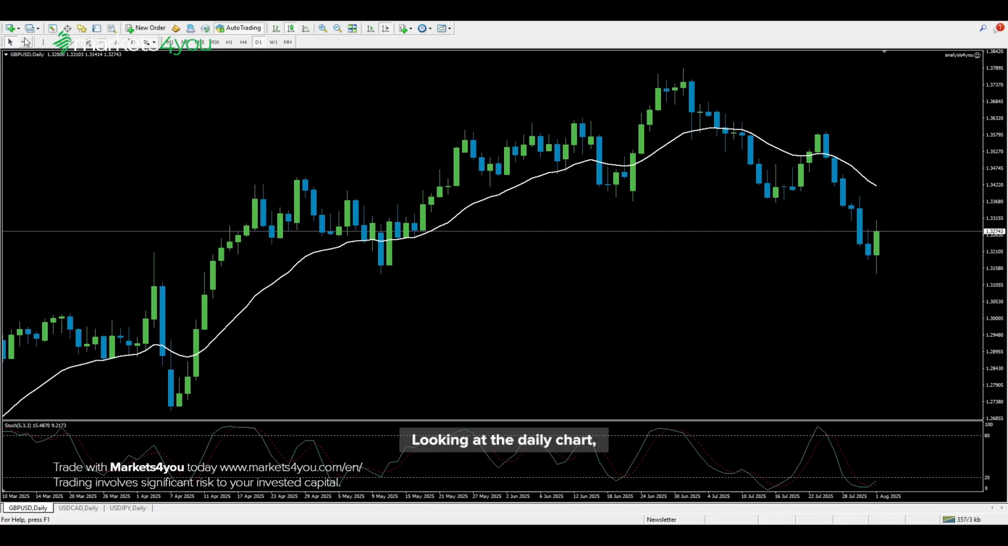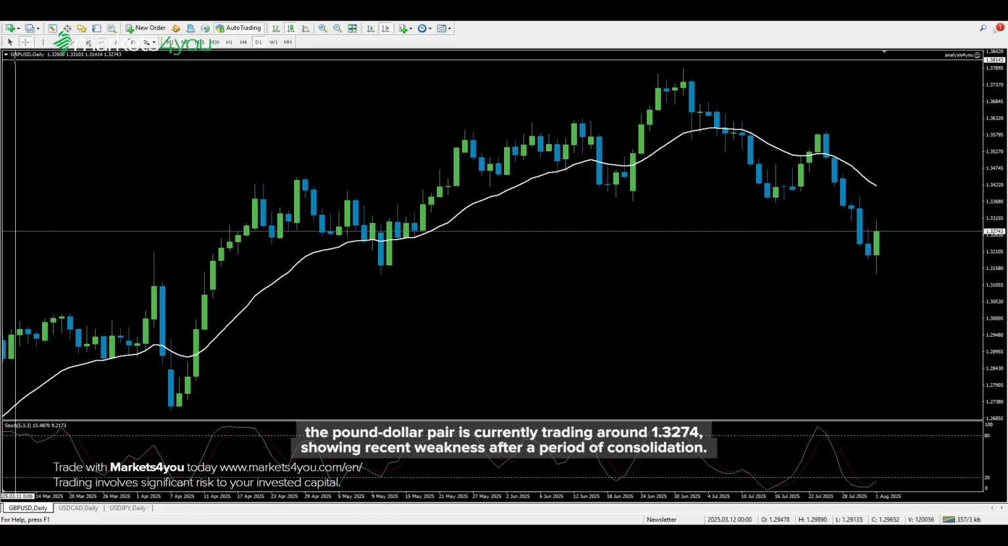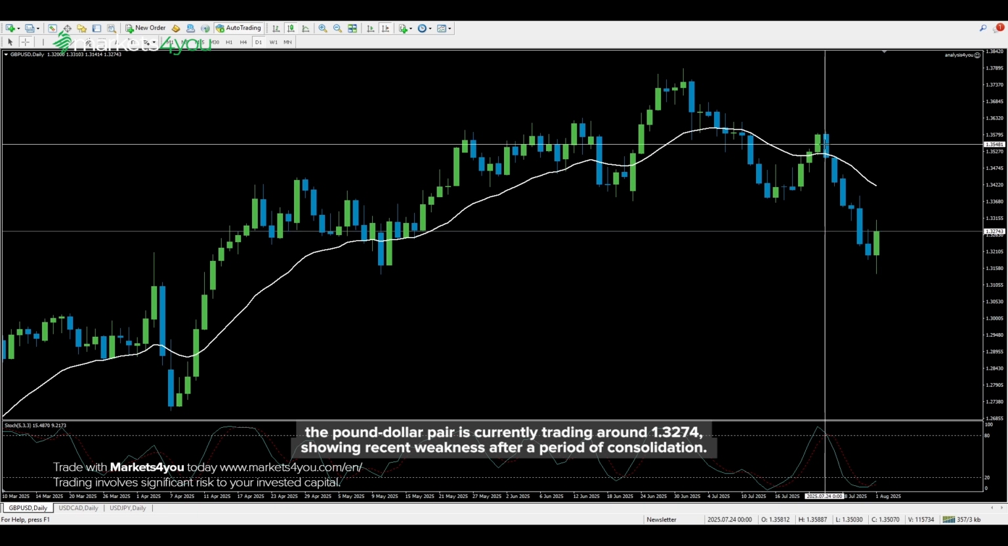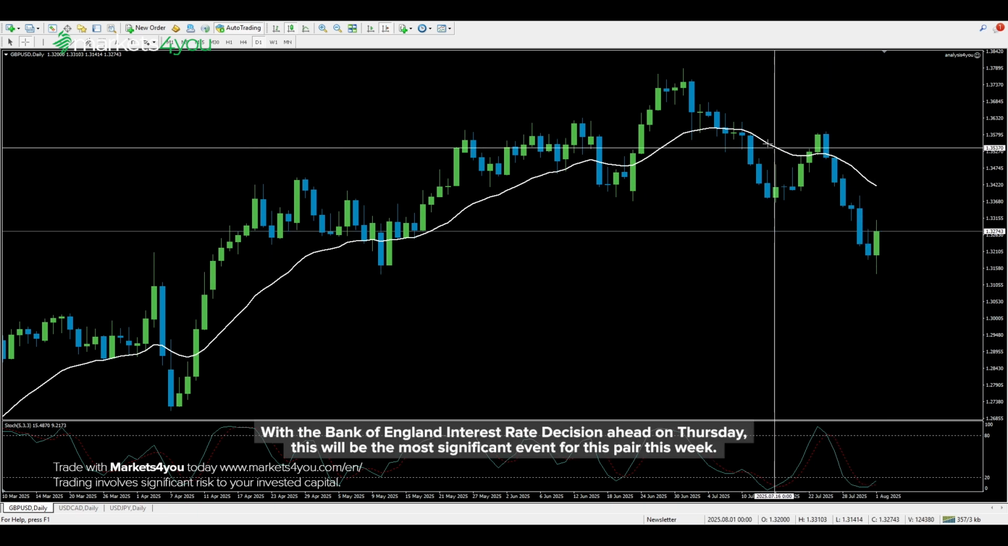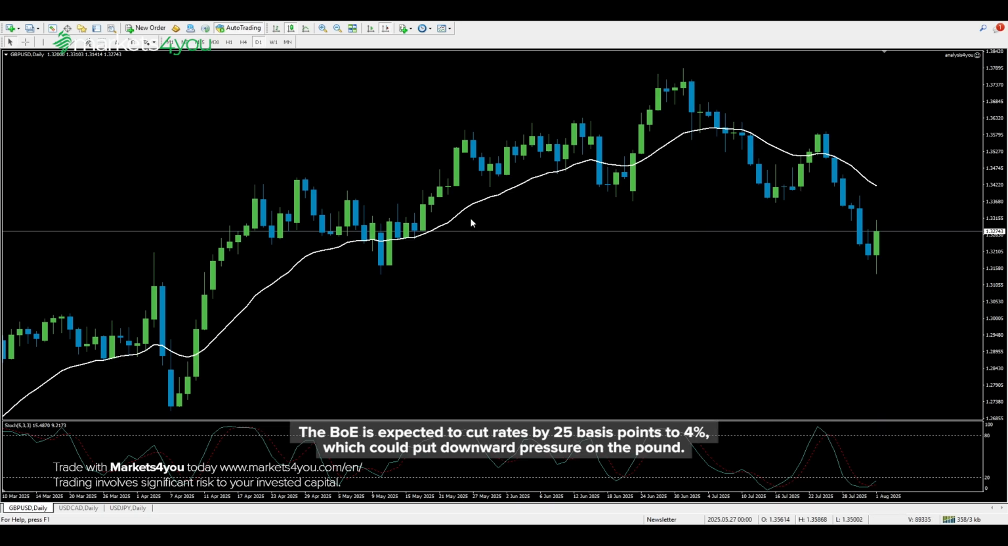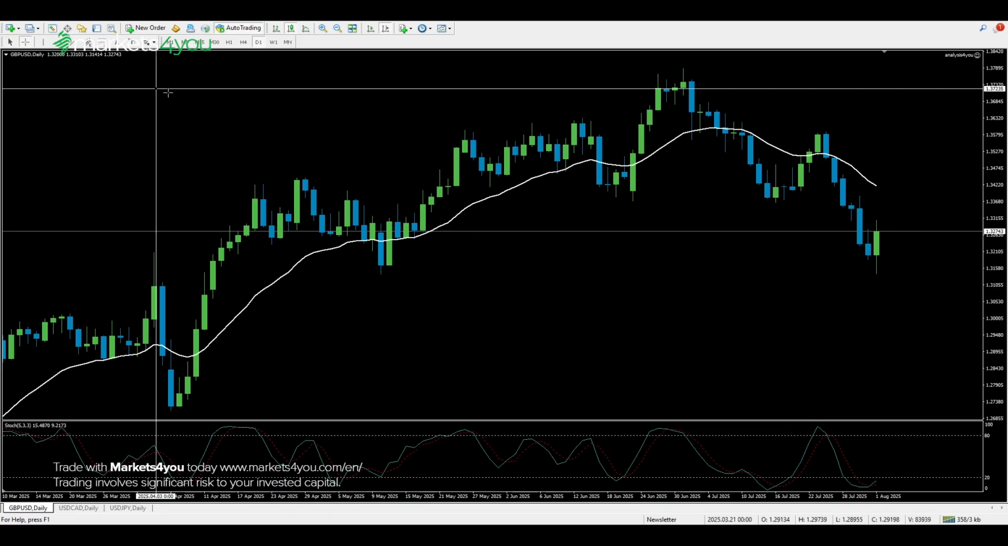Looking at the daily chart, the pound-dollar pair is currently trading around 1.3274, showing recent weakness after a period of consolidation. With the Bank of England interest rate decision ahead on Thursday, this will be the most significant event for this pair this week. The BoE is expected to cut rates by 25 basis points to 4%, which could put downward pressure on the pound.